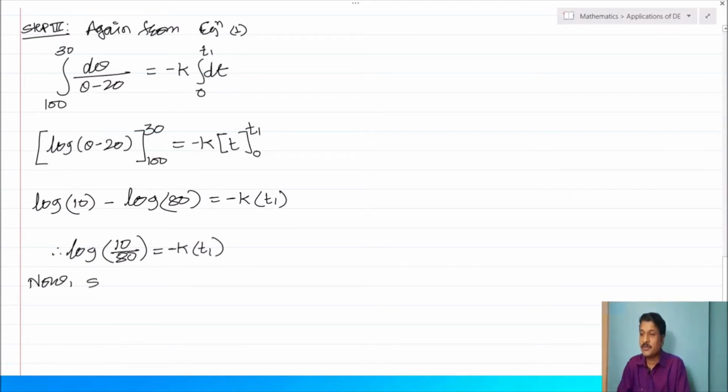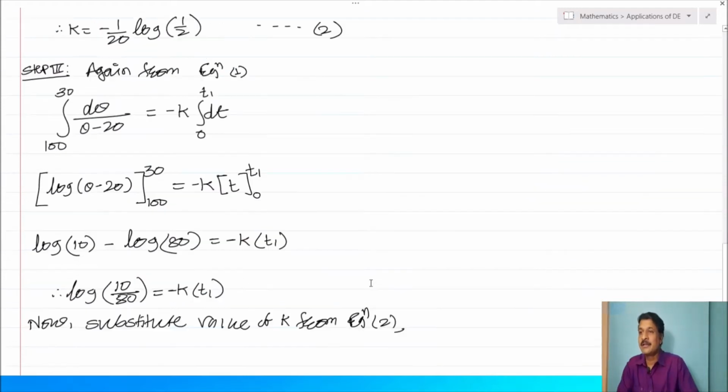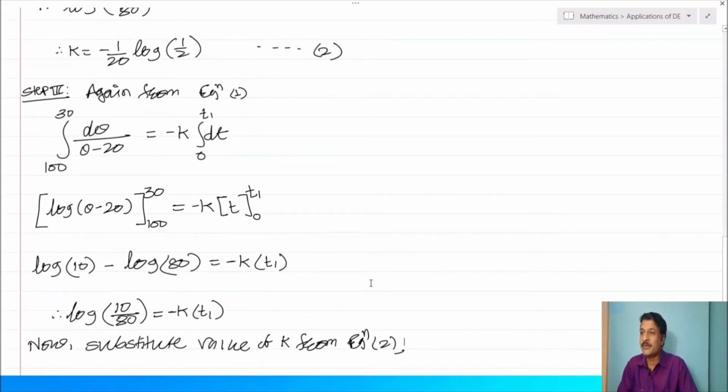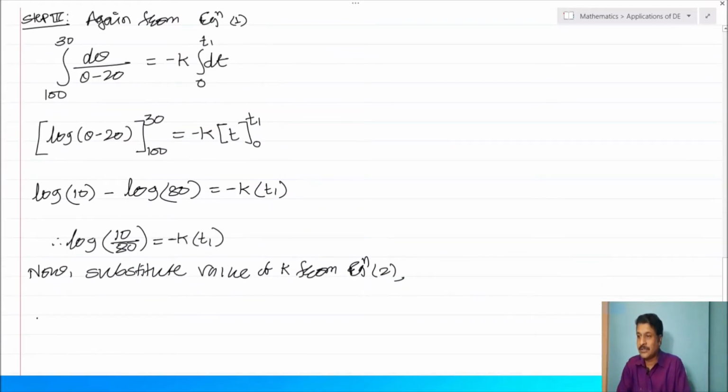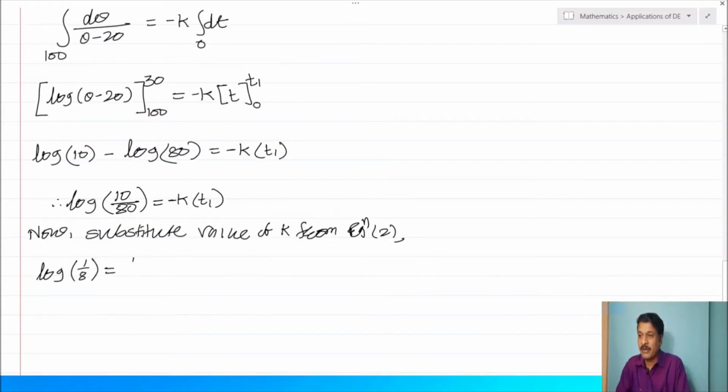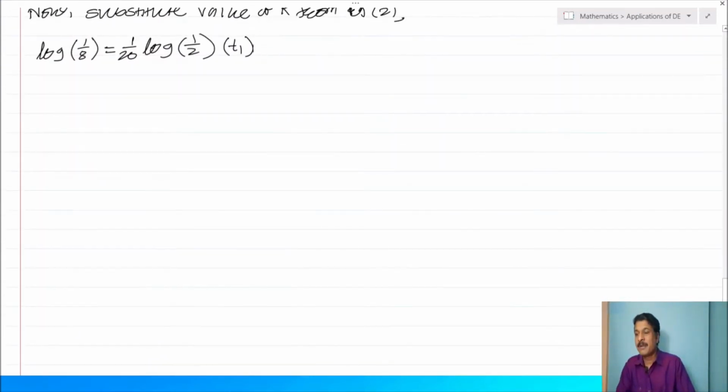Now substitute the value of k from equation 2. What is equation 2? I am getting the value of k, that is minus 1 by 20 log of 1 by 2. So log of 10 by 80, I am getting 1 by 8, and that is equal to minus k, that is 1 by 20 log of 1 by 2, which is the value of k, into t1. We want to find the value of t1. So by simplification of this I am getting t1 equal to 20 into log 1 by 8, whole divided by log of 1 by 2.